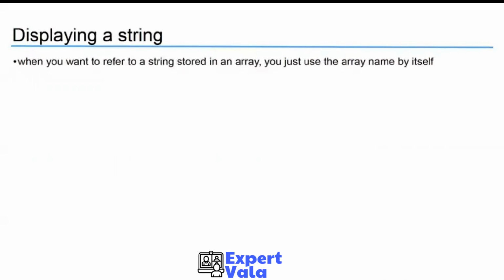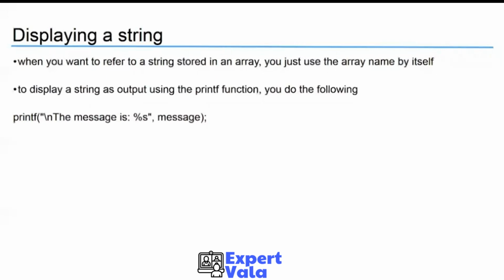As far as displaying a string as output, we are still going to use the printf function. When you want to refer to a string anywhere in your program, you just use the array name by itself. You don't have to specify indices, because an index inside the array specifies a single character. If you want the entire string, you just use the array name. So if you are using printf to display output, you would inside the double quotes use %s as your format specifier and then just the name of the character array. You don't treat it like other arrays: just the name, no indices or brackets.